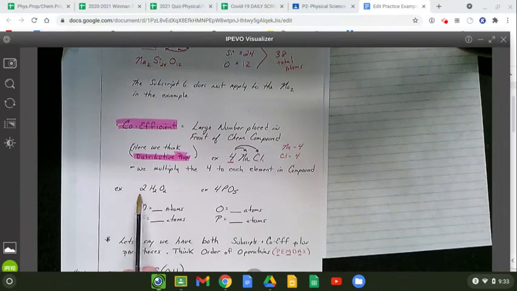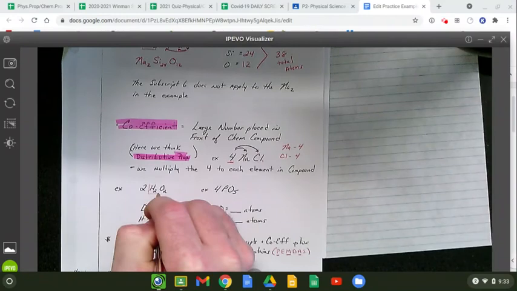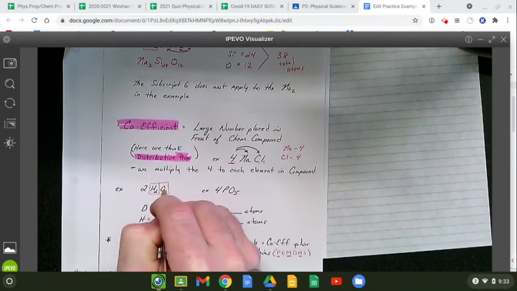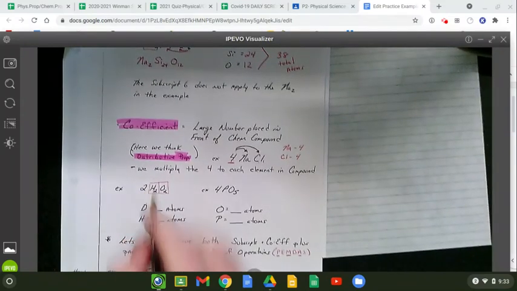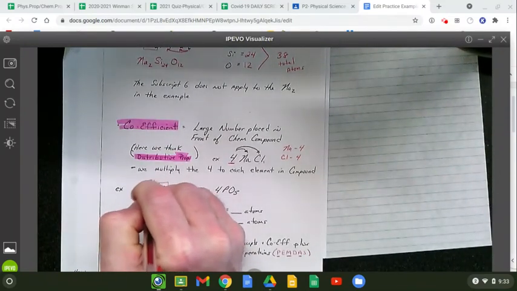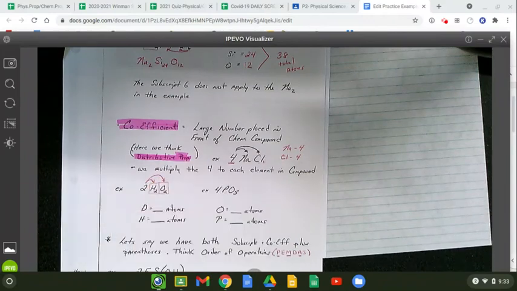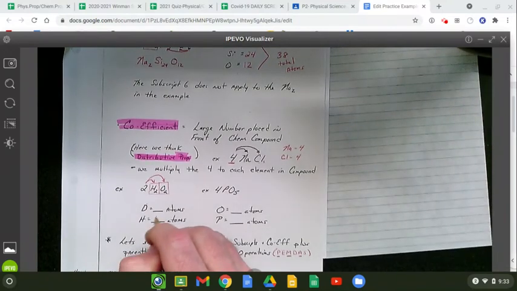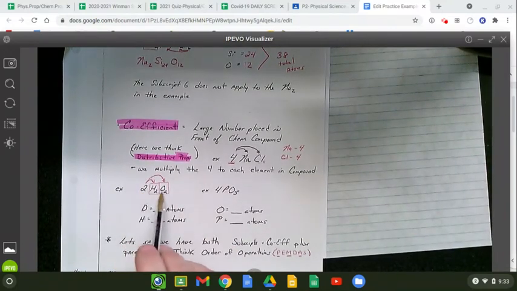All right, here in this one, we have 2 H2O2. Now remember the 2 is connected to the H, and this 2 subscript is connected to the O. But the coefficient gets distributed to everything in the compound. So how many hydrogen atoms do we have? 2 times 2 gives us 4. And then how many oxygen atoms? Well, we already have 2, so we got to multiply it by the coefficient. So 2 times 2 is 4.